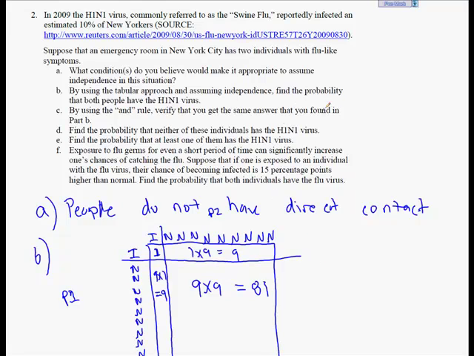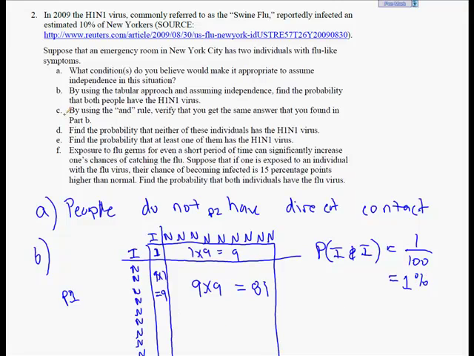So we wanted to answer the probability that both people have the H1N1 virus. Well, the probability that they're both infected, so I'll just say I and I, person 1 and person 2, is 1 situation out of a total of 100 situations, which translates to 1%.